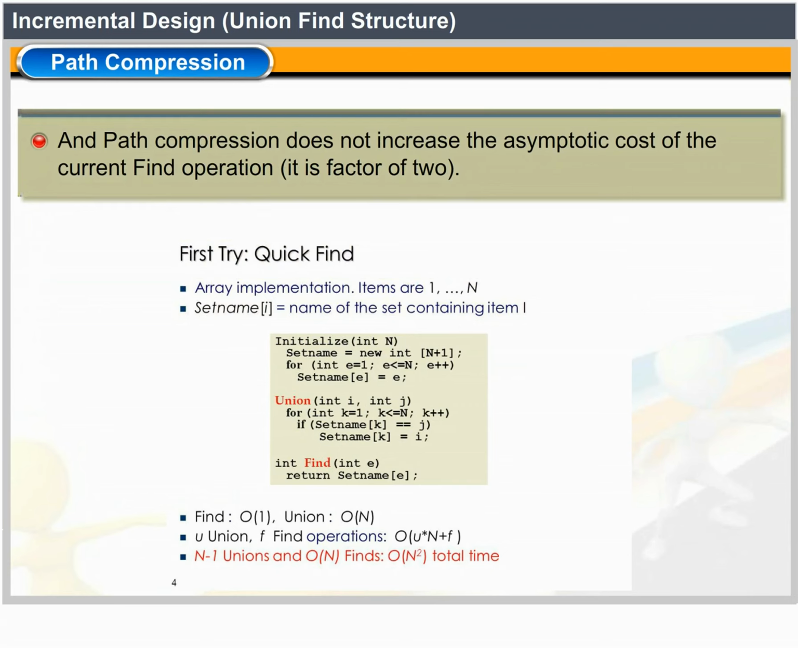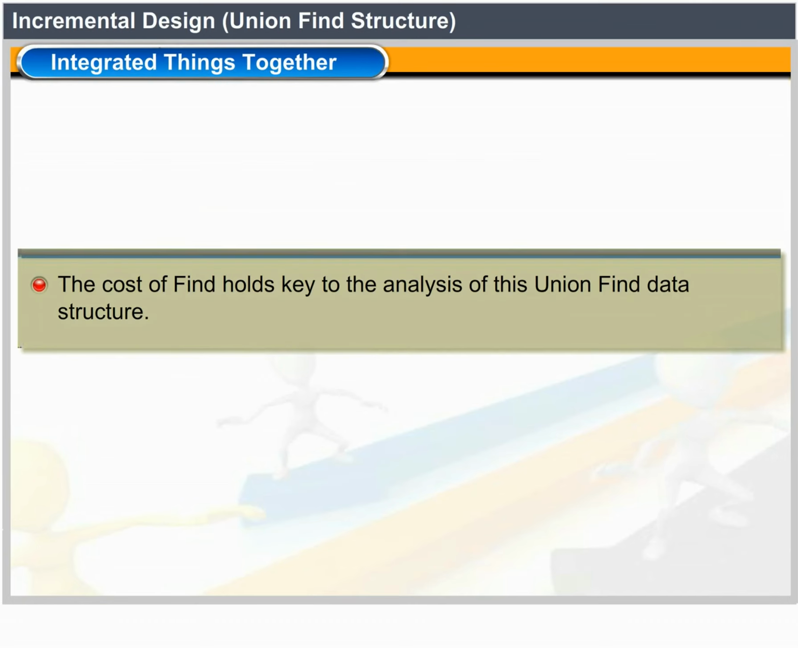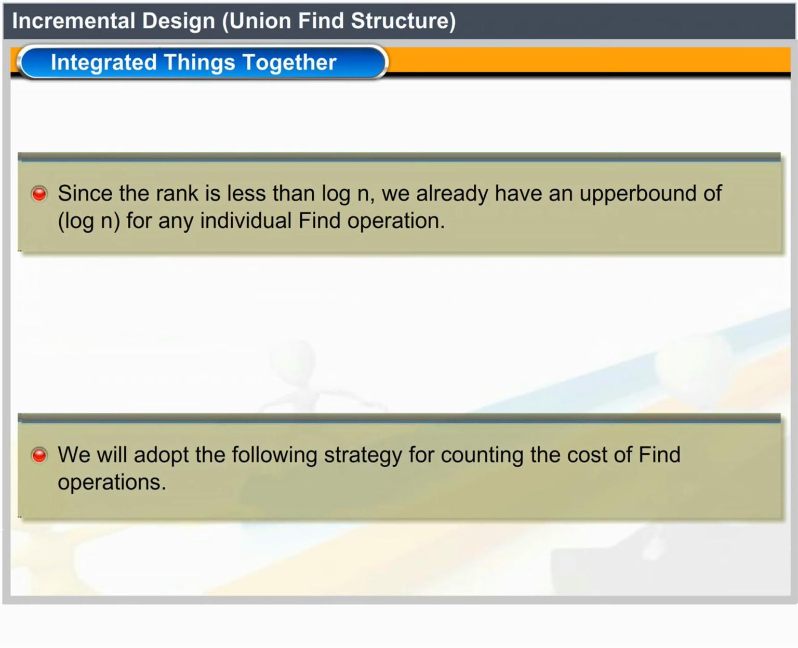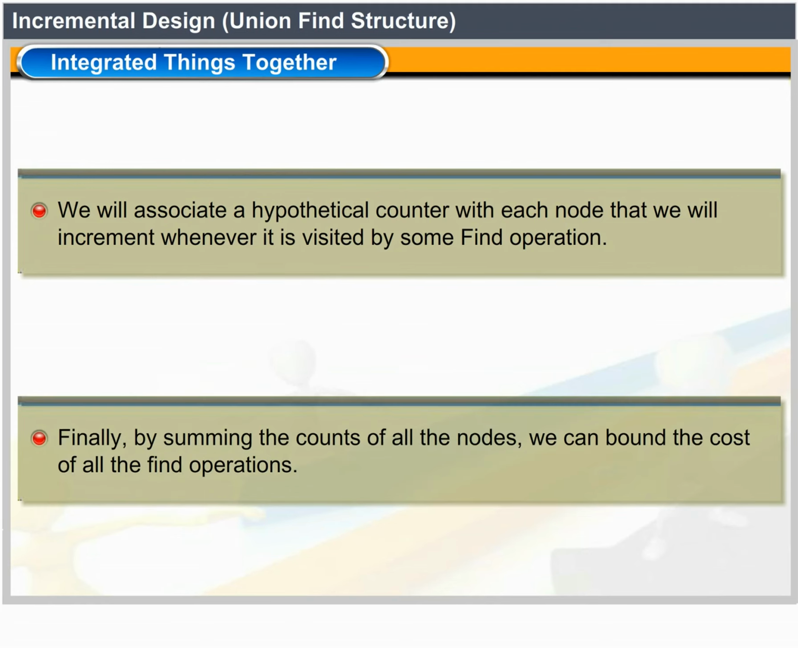Integrating things together. The cost of find holds the key to the analysis of this union find data structure. Since the rank is less than log n, we already have an upper bound of log n for any individual find operation. We will adopt the following strategy for counting the cost of find operations. We will associate a hypothetical counter with each node that we will increment whenever it's visited by some find operation. Finally, by summing the counts of all the nodes, we can bound the cost of all the find operations. We will refer to the incremental cost of a find operation as a charge.